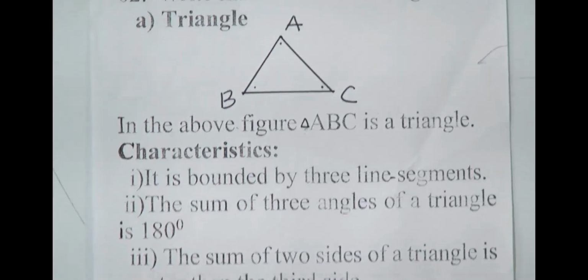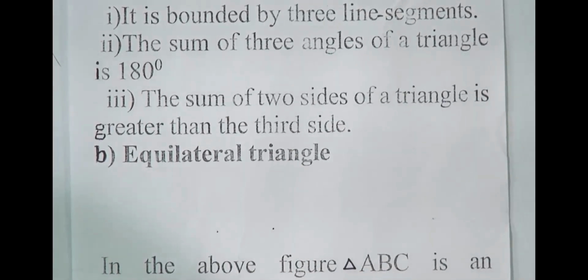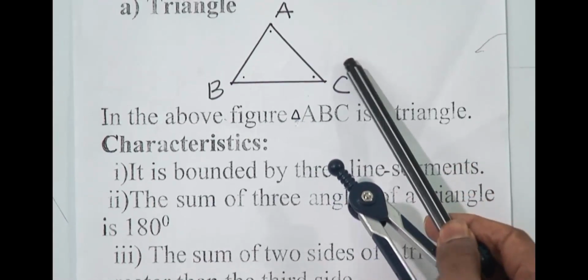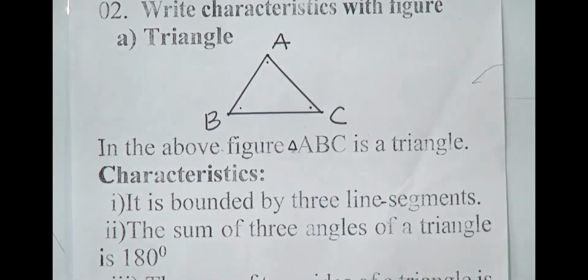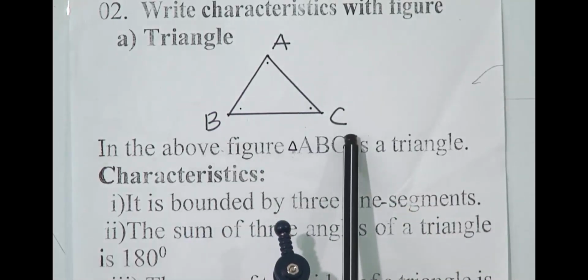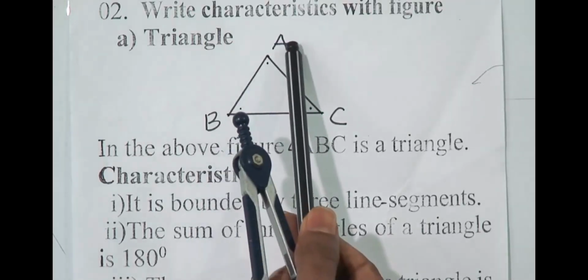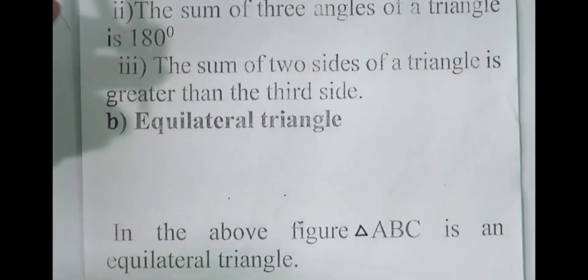Number 3: the sum of the two sides of a triangle is greater than the third side. Suppose you add AC side and BC side, then AC side and BC side must be greater than the AB side. Okay, I hope you understood about triangle.